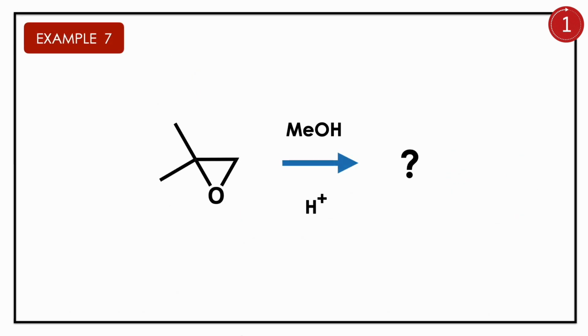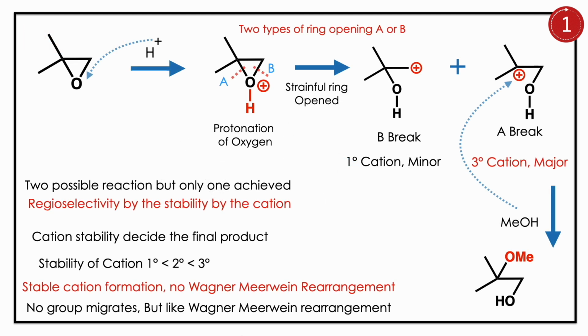Then example 7: you have an epoxide with two methyl groups. You are using methanol in acidic condition. You should find the final product. Here you are using an epoxide. It's a strained system. The ring will open in the presence of H plus. H plus is attacked by O, and you have an OH cation, which is unstable. So the ring has to open and quench it.